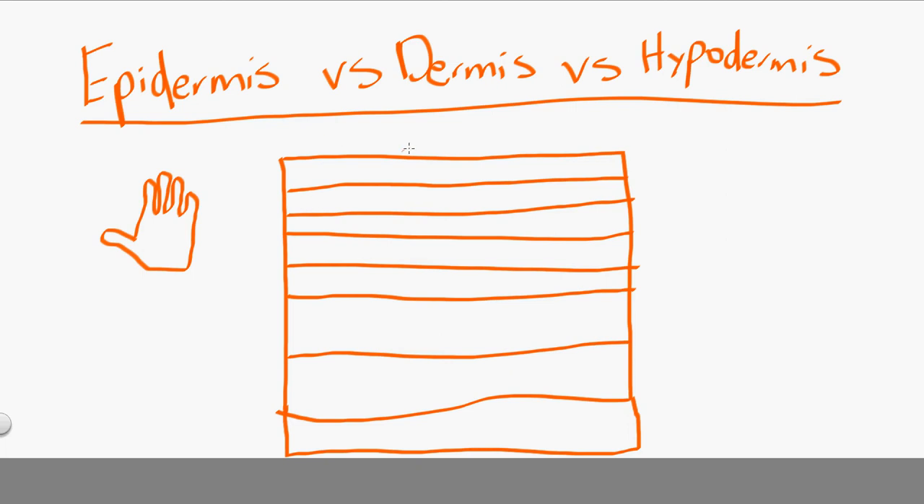Okay, so in this video, we're taking a look at the difference between the epidermis, dermis, and hypodermis. Now, the epidermis consists of 5 layers, and all layers start with the word stratum.